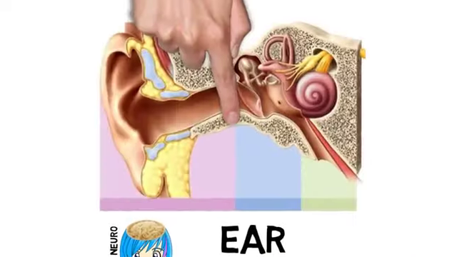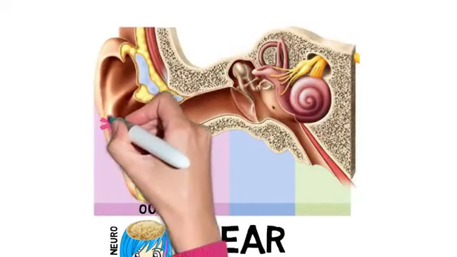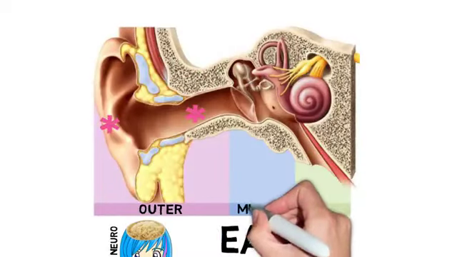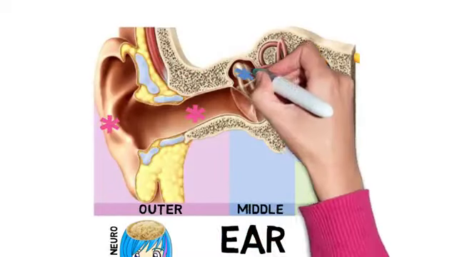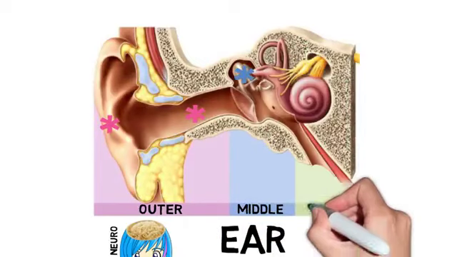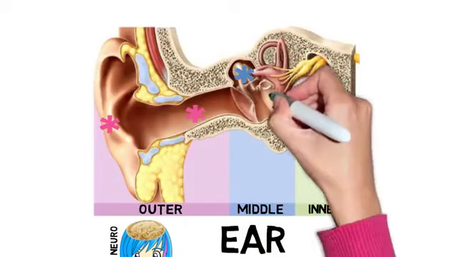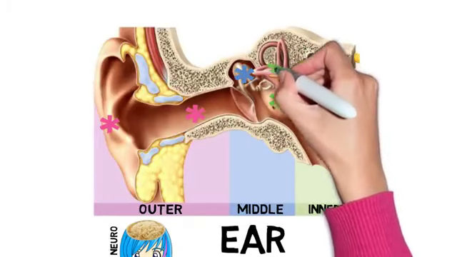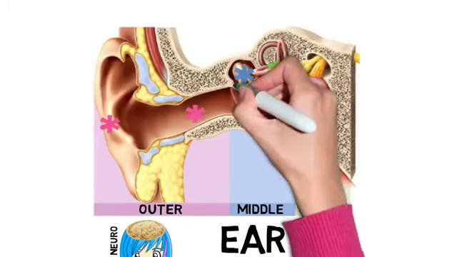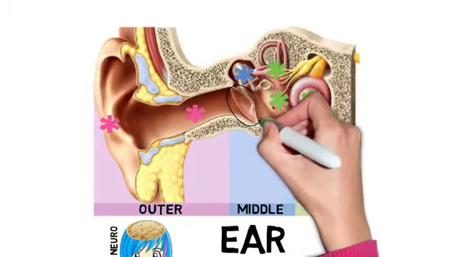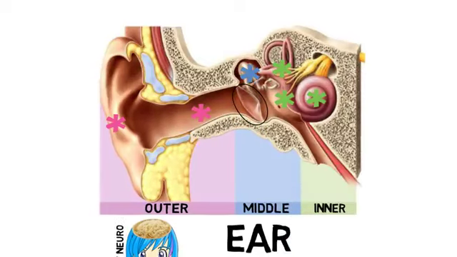Instant Neuro! The ear has three regions. The outer ear, which includes the pinna and external auditory meatus, the middle ear, which contains the three bony ossicles, and the inner ear, which contains the vestibule, cochlea, and semicircular canal. The tympanic membrane is the dividing line between the external and internal ear.